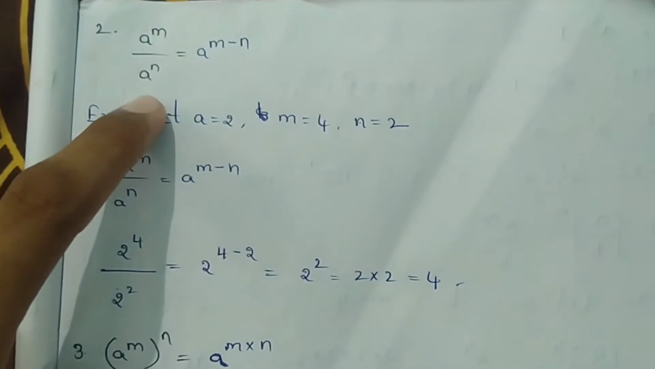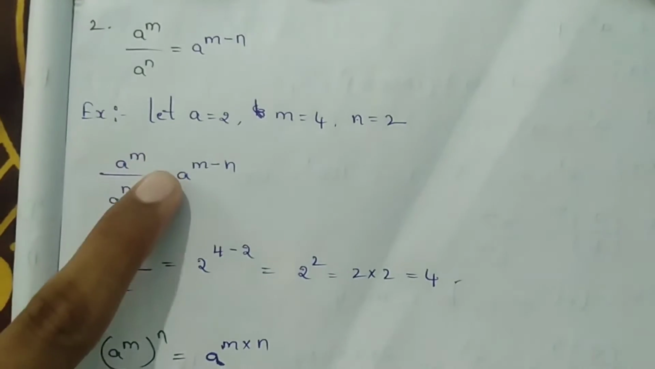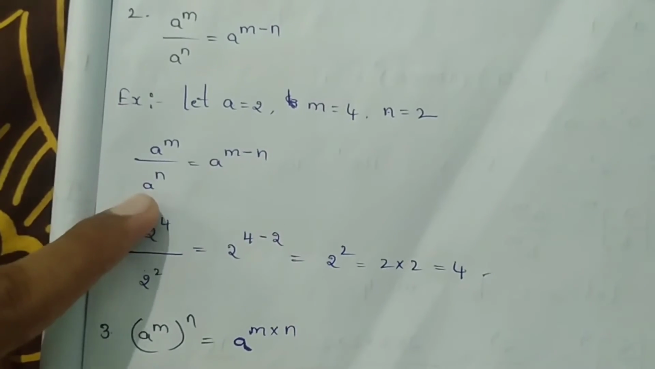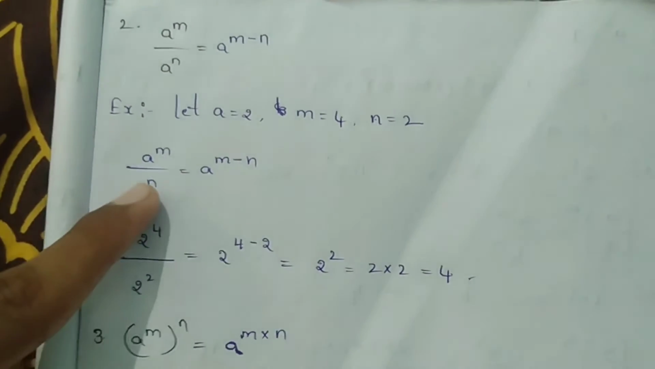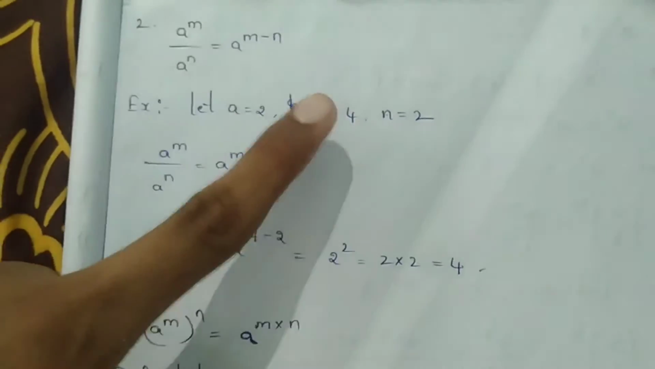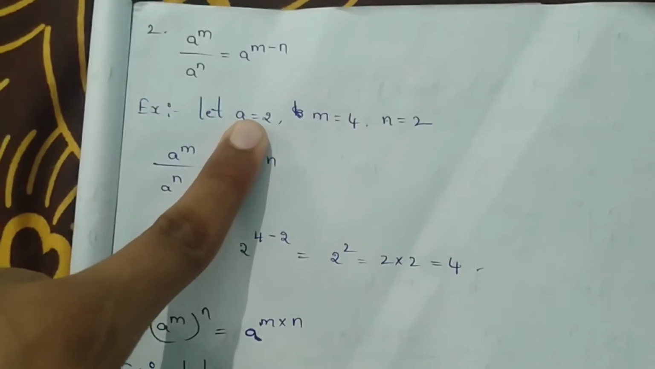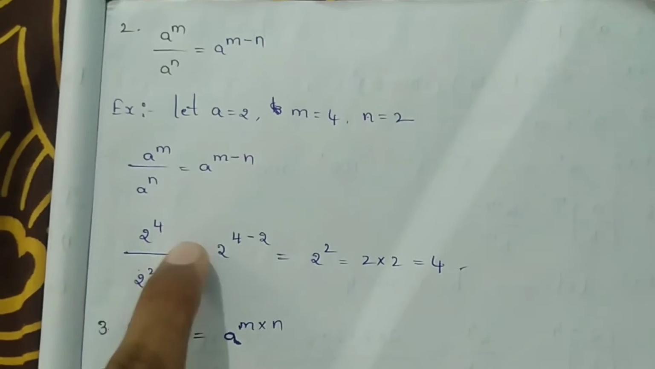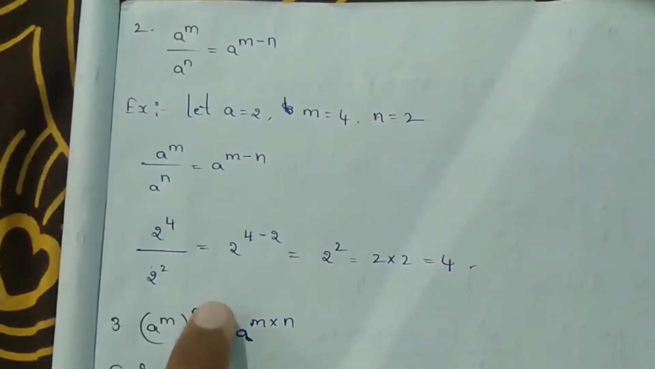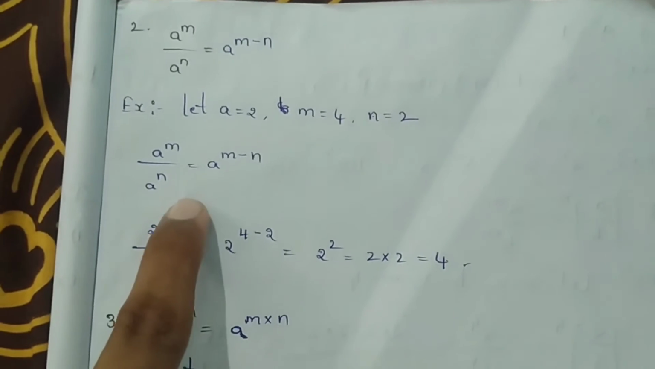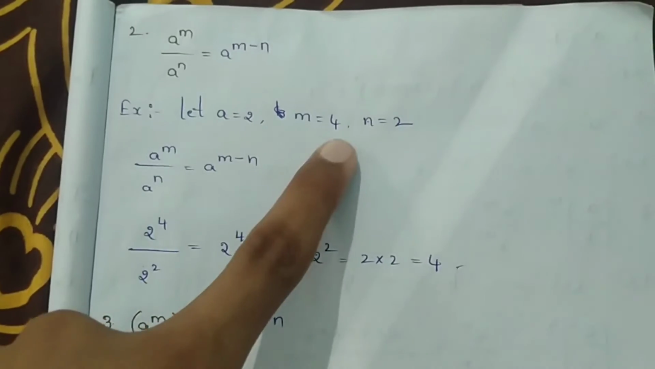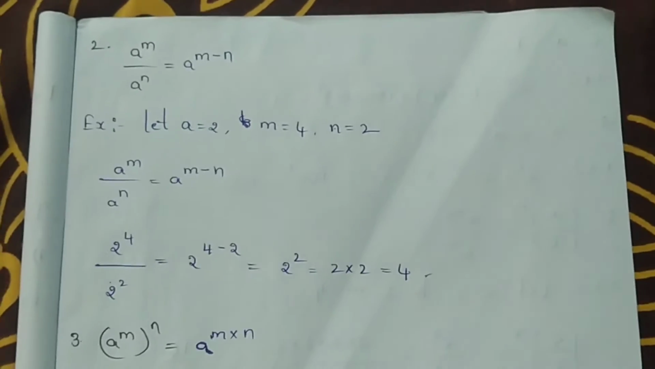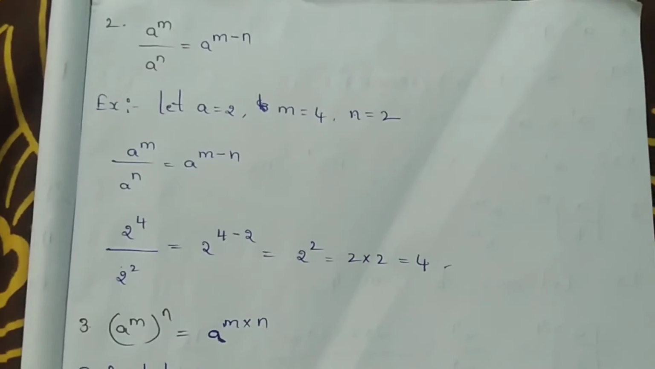Next, a power m by a power n is equal to a power m minus n. Let us take a equal to 2, m equal to 4 and n equal to 2. A power m by a power n is equal to a power m minus n. What is given for a here? 2. For m, 4. So 2 power 4 by 2 power 2, that is a power m minus n. A value is 2, no? M minus n means 4 minus 2, which is 2. 2 power 2 is nothing but 2 into 2 is equal to 4. Understand? Like this we have to solve the problems.